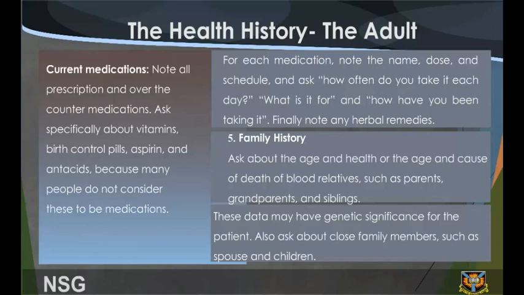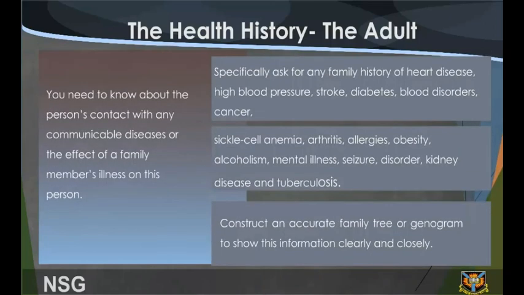5. Family history. Ask about the age and health, or the age and cause of death, of blood relatives, such as parents, grandparents, and siblings. This data may have genetic significance for the patient. Also, ask about close family members, such as spouse and children. You need to know about the person's contacts with any communicable diseases or the effects of a family member's illnesses on this person.